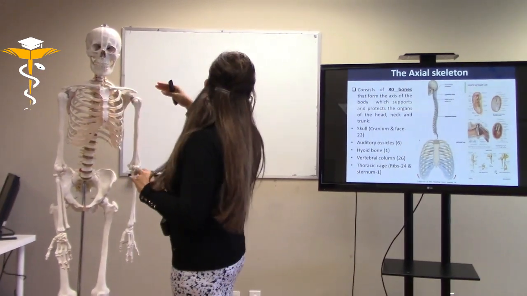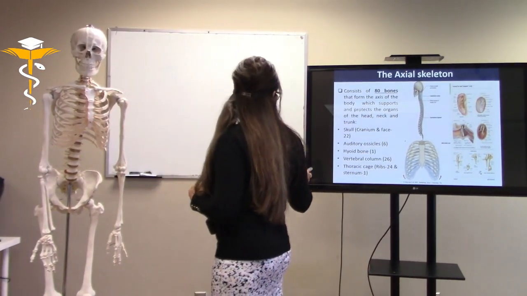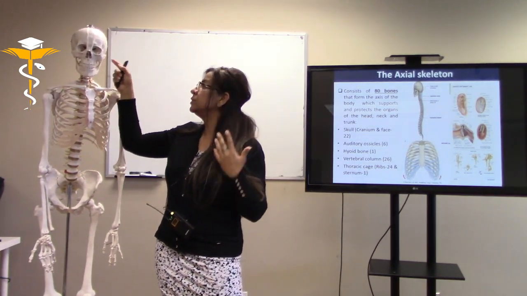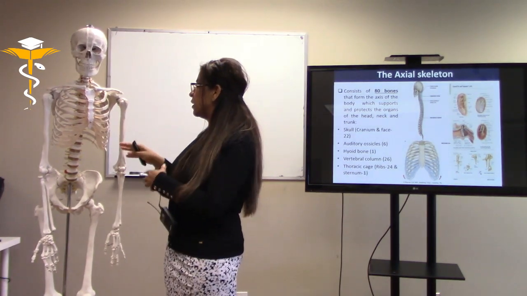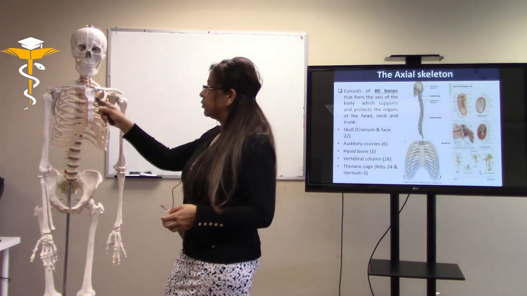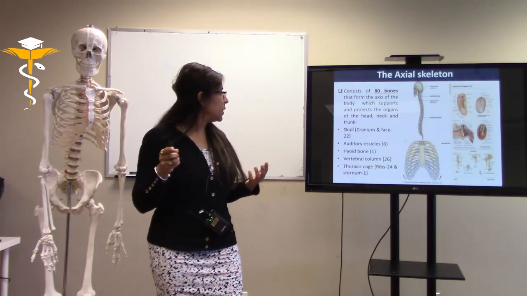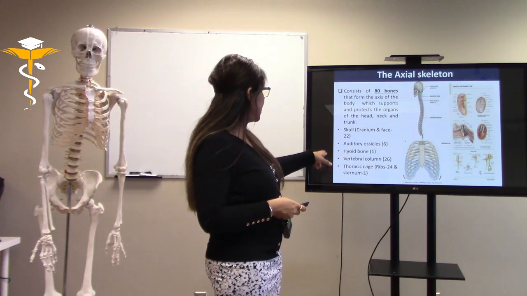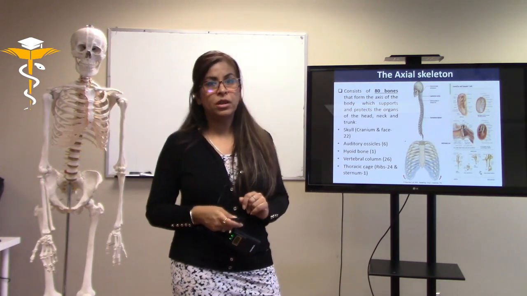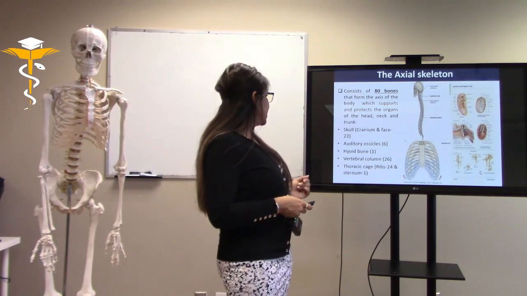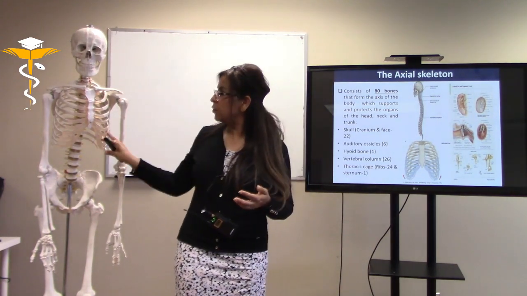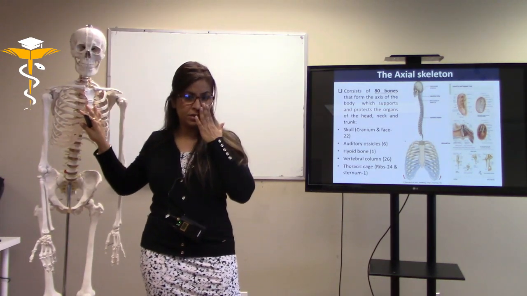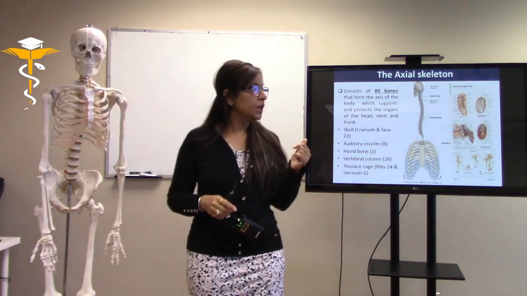It also consists of our hyoid bone. It consists of the auditory ossicles, which are our ear bones. And then it consists of our vertebrae and thoracic region. So in total, there are about 80 bones. As you may see here, the auditory ossicles are 6, the hyoid bone is 1, the vertebral column is 26, and the thoracic cage is ribs 24, and then the sternum is 1. So altogether, 80 bones in the axial skeleton.